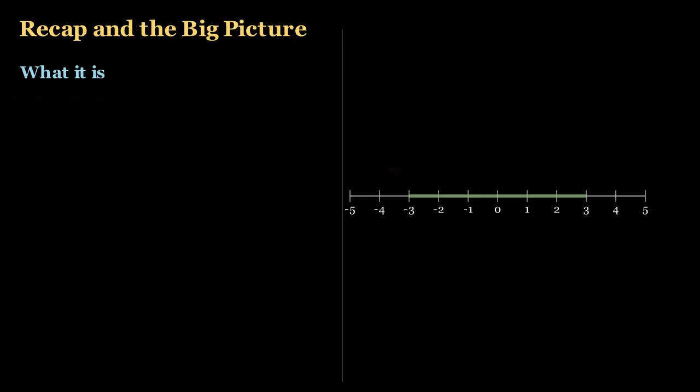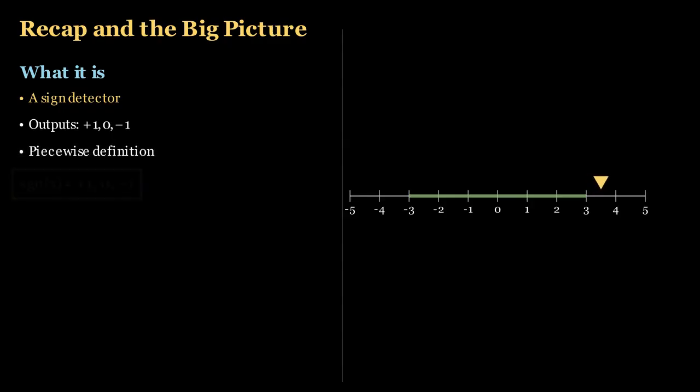We've built up the Signum function, piece by piece. Think of it as a simple sign detector. You feed it any real number, and it instantly tells you the number's sign. It spits out exactly +1 if the input is positive, 0 if the input is 0, and -1 if the input is negative. That's its whole job.